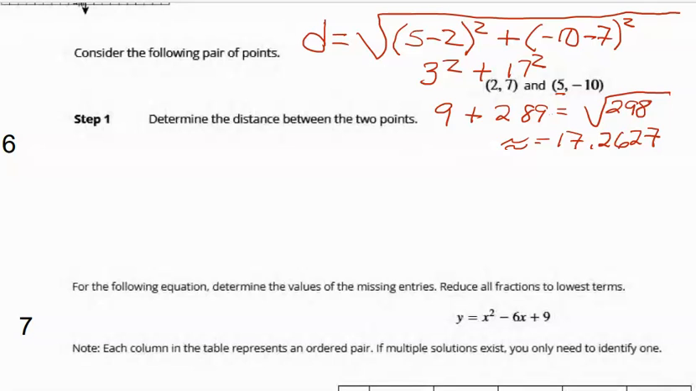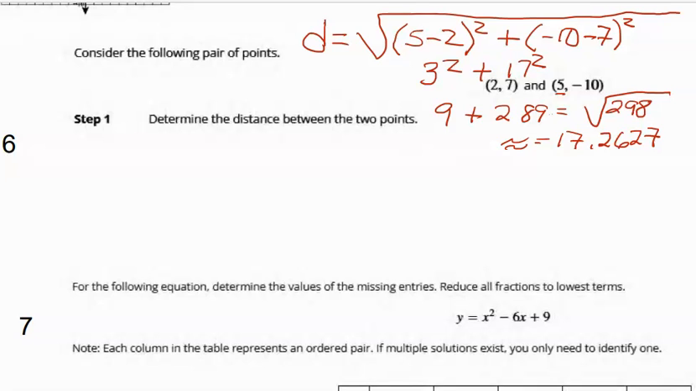So something like this, 5 minus 2 is 3, 3 squared is 9. Negative 10 and negative 7 are negative 17, squared is 289. If we add these together and take the square root of it, this would be the exact answer of the distance. If I put that in my calculator and round it off, it's not a perfect square, to 4 decimal places, this is what I get.